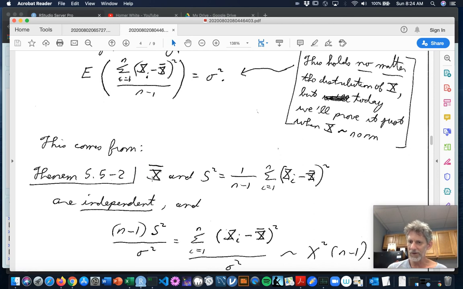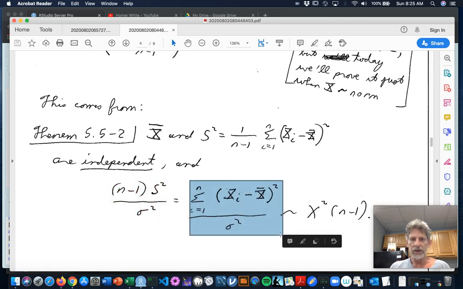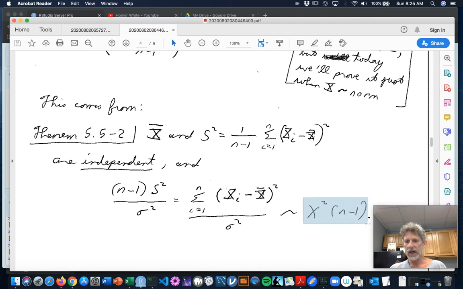It was a big surprise to statisticians when they discovered this. It was like, whoa! And then, of course, the deeper they looked into it, the more they realized this has to be true. It's amazing. But anyway, they're independent. And furthermore, if you just tweak the S squared a little bit, if you get that n-1 off the bottom by multiplying by n-1, and if you divide by the variance sigma squared, that random variable turns out to be chi-square with n-1 degrees of freedom. Okay, so that's the book's theorem.